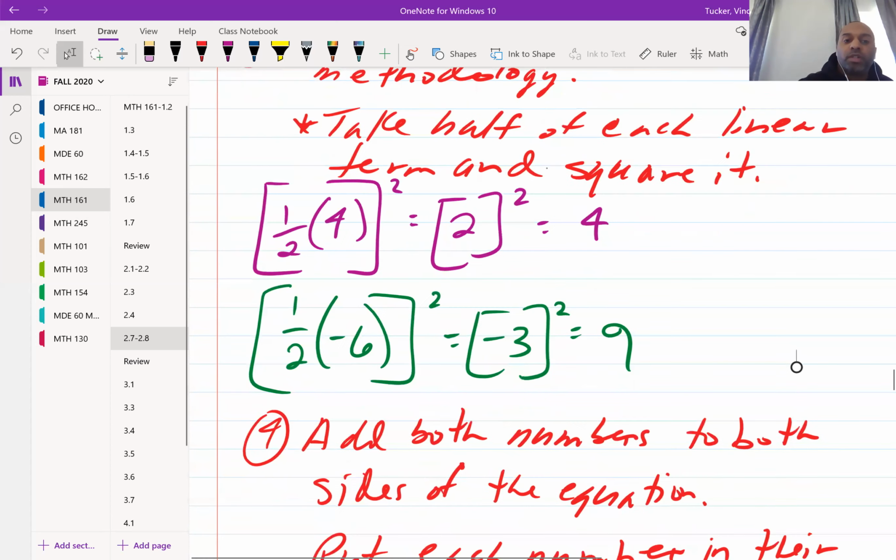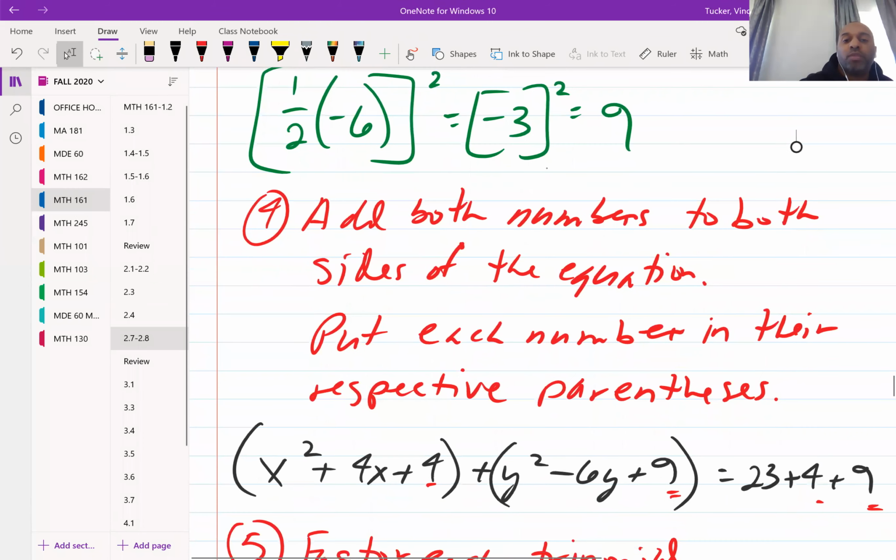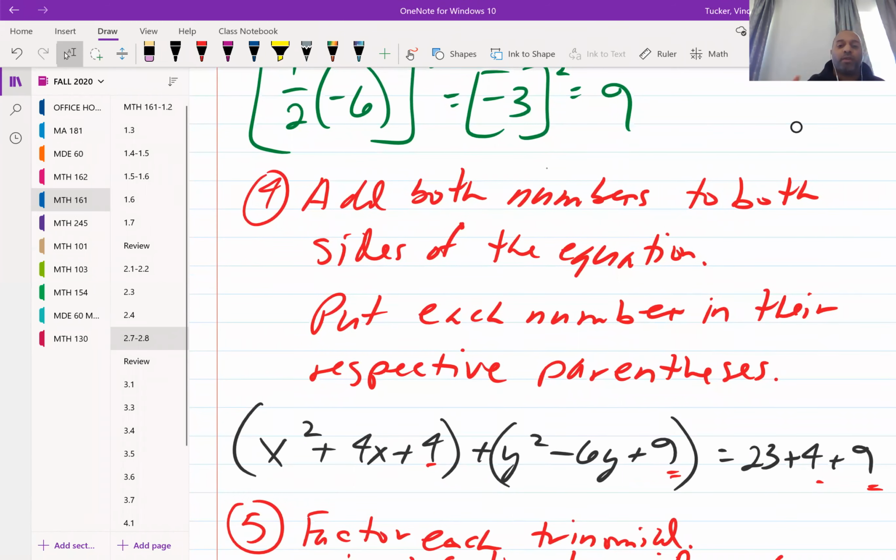All right, so looking at number 4, we're going to add both of those numbers to both sides of the equation, but we're going to put each number in their respective parentheses. So in other words, that 4 came from the 4x, with our x terms, so we put that in group with the x terms, and that 9 came from our y terms, so we're going to group that together with our y's. So we see we have x squared plus 4x plus 4 plus y squared minus 6y plus 9, equal to 23 plus 4 plus 9.